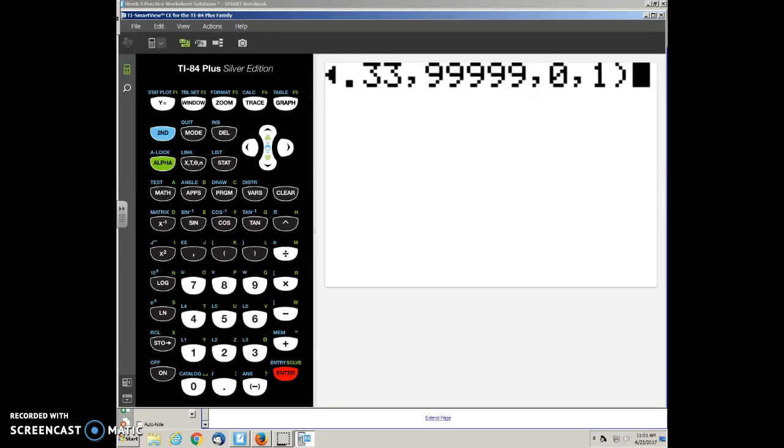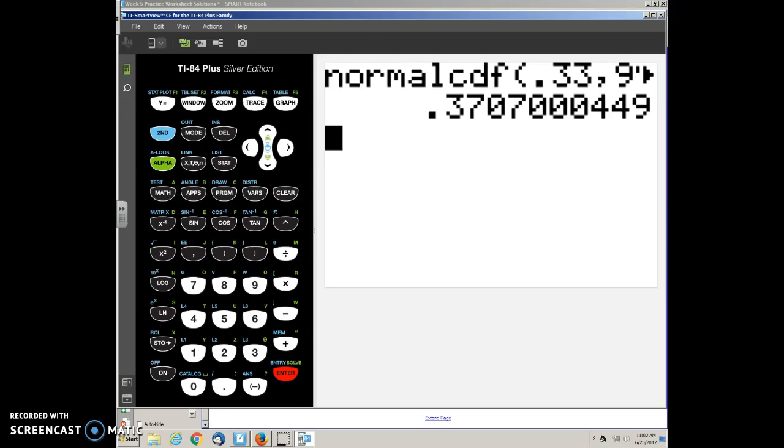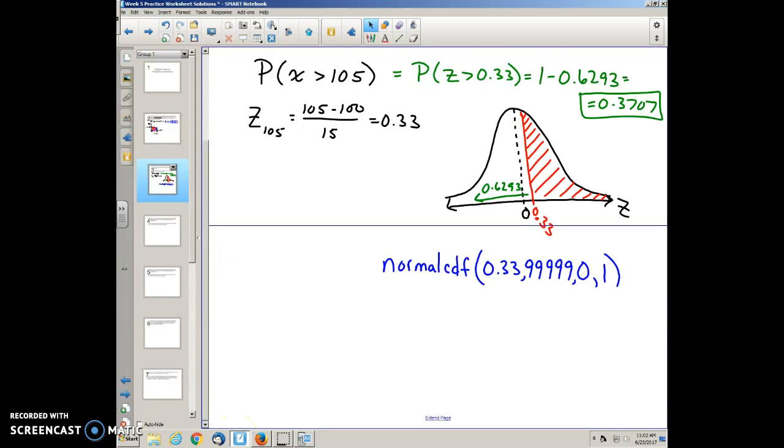And then we're going to paste that on some of the older calculators. This is actually a TI-84 that's not a Silver Edition. You'd actually type this in right here: normal CDF, 0.33, comma, 99,999, comma, 0, comma, 1. Hit enter, and there it is, 0.3707. So we get the same answer.